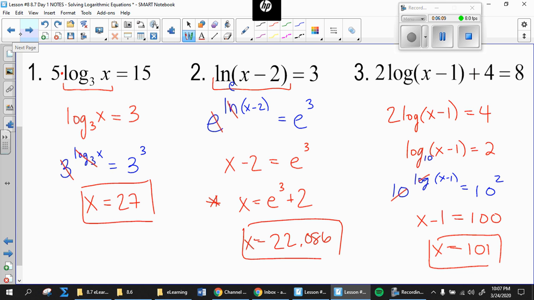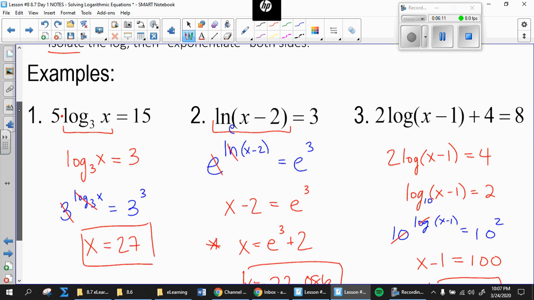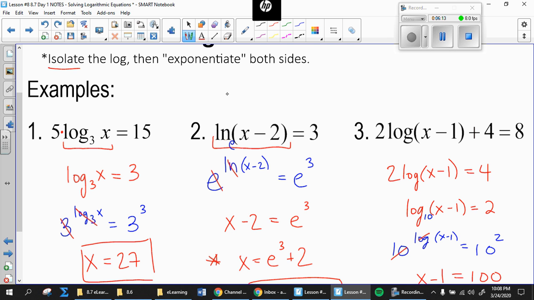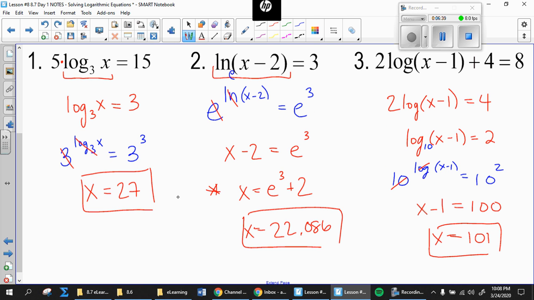The only thing we have to worry about with these logs is that we do have to check our solutions and make sure we don't get an extraneous solution. The main thing we're looking for is that you cannot have a negative number inside the log. You can't have 0. We know that you can't take something to a power and get a negative number or 0. That's really the only thing we're looking for when we plug back in to check our solutions.